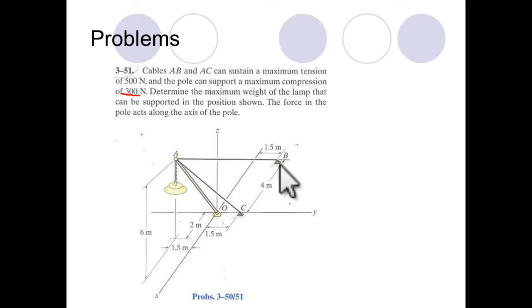And let's look at the point B. Point B has a 0 in z direction, but 1.5 in y direction, and it is negative 4 in x direction. Okay, so the first thing that we need to do is to find the unit vectors along AO, AC and AB. Now we know that the forces in AB and AC are tension, and AO is compression.